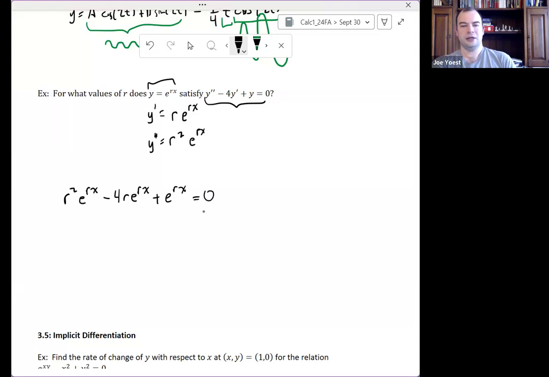I know that e to the Rx, well, it's in every term. I can factor it out, and I know that e to the Rx is strictly bigger than 0. I can divide through by it, no problems with that. And I'm left with r squared minus 4r plus 1 equals 0. But hey, this is just a quadratic equation in R, my parameter. I've changed a differential equation into an algebraic equation by a creative guess for the form of my function.